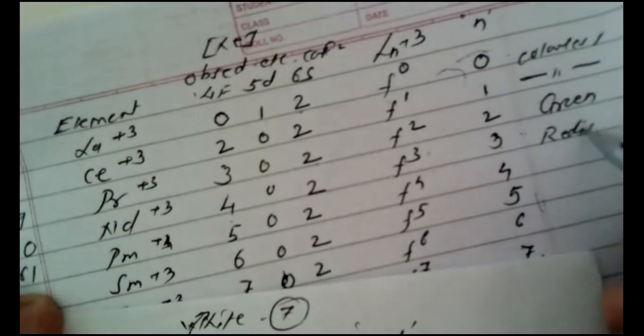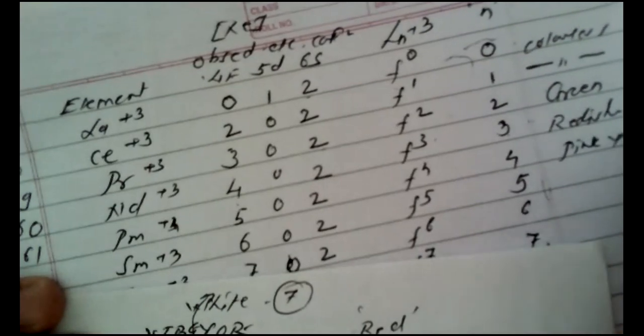It appears to be reddish in color. Four unpaired electrons are there. It is somewhat pink, yellow in color. Then for samarium plus 3, 5 unpaired electrons, it is only yellow in color. 6 unpaired electrons, europium, is again pale pink or faint pink in color. And for 7 unpaired electrons, that is for gadolinium, yes, it is for gadolinium, again it is pink in color.